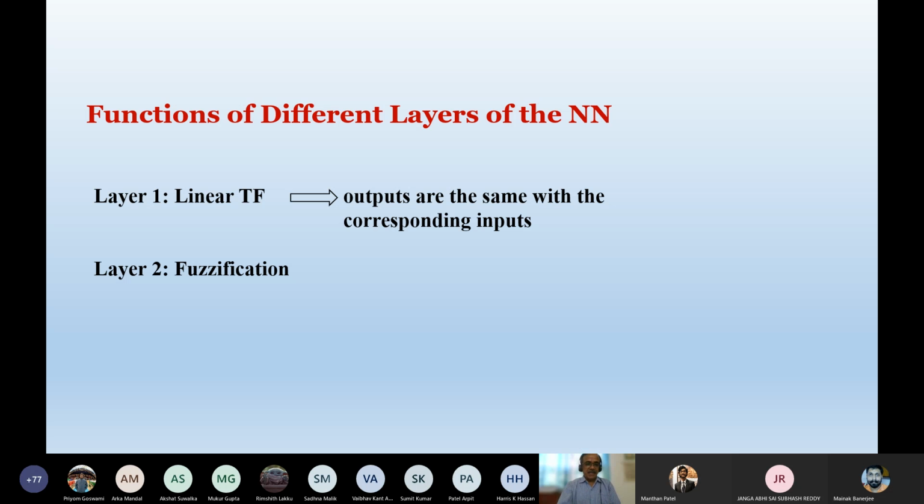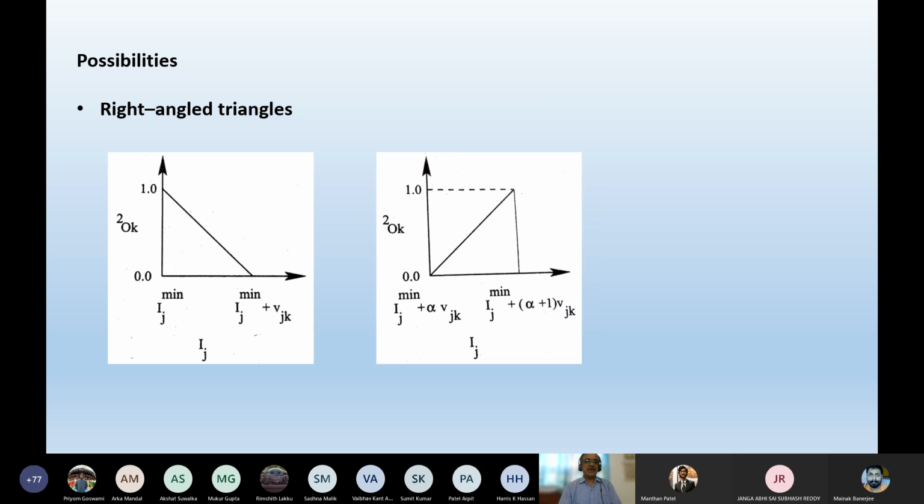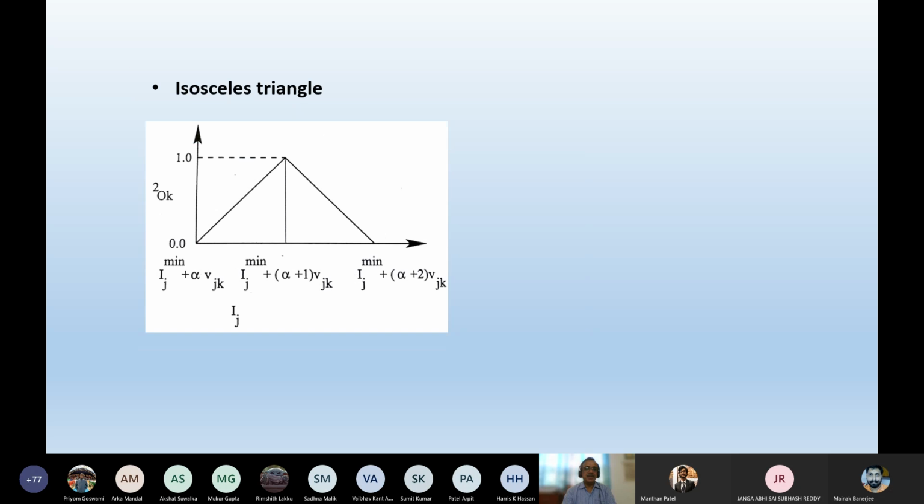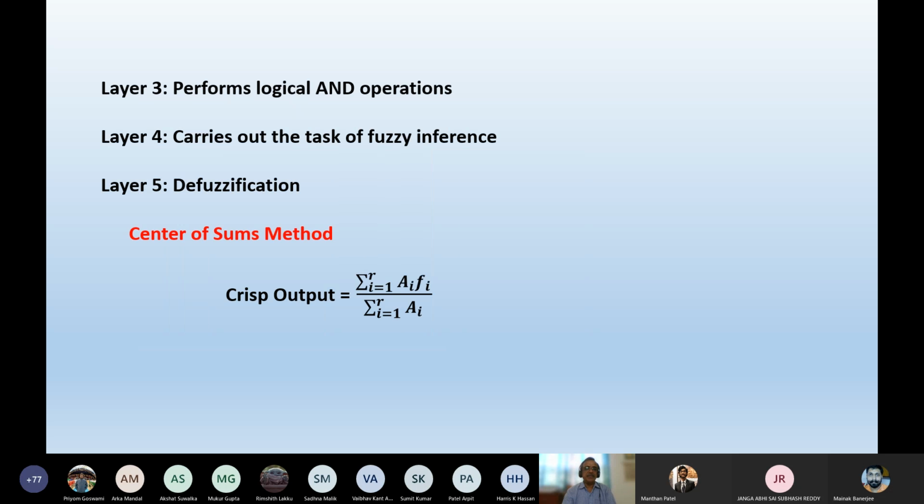Now, whatever I discussed, the same thing I have written here. You can have a look. Layer 1, linear transfer function, output equals input. Layer 2 is the fuzzification, and how to determine the membership function distribution, all of you know. I'm not going to spend much time on this. All of you know how to find out the membership function distribution.